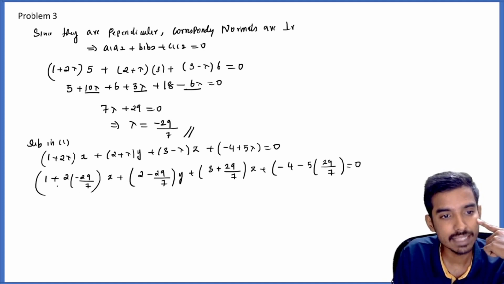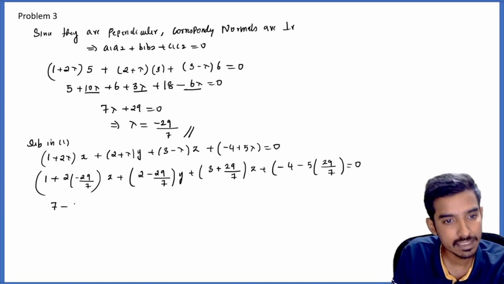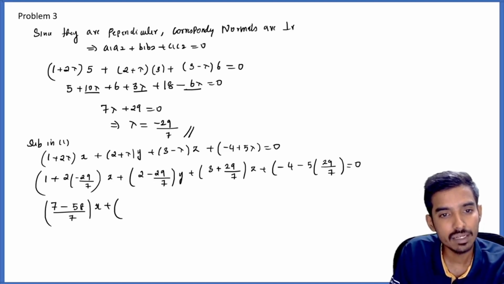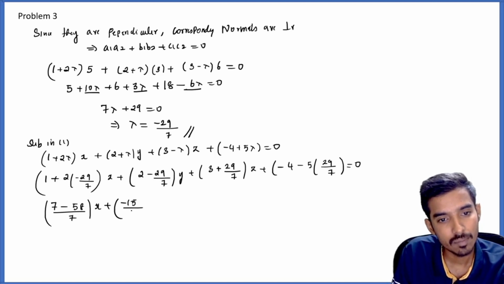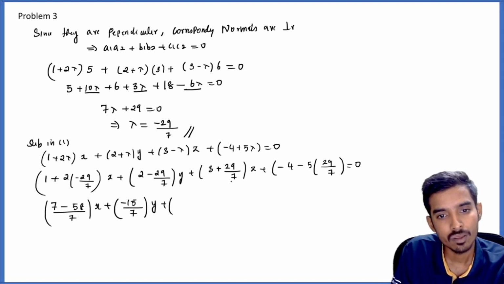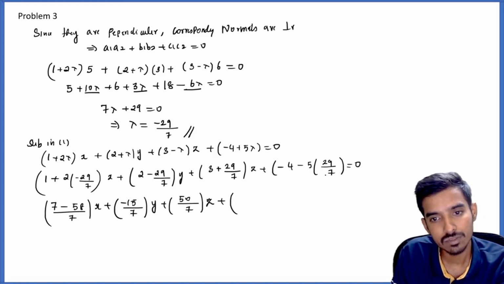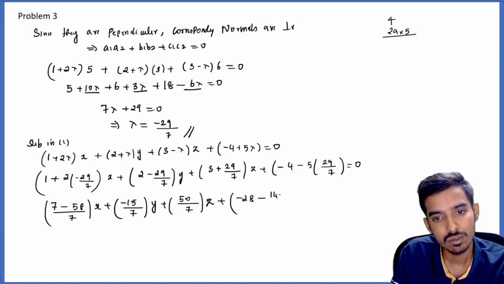Now you can take 7 as the LCM. So we'll have (7 minus 2 into 29 is 58), so minus 58 divided by 7 into x, plus 7 twos are 14, 14 minus 29 is minus 15 by 7 into y. 21 plus 29 is 50, so 50 by 7 into z. And here you will have minus 4 into 7 is minus 28, minus 29 into 5 is 145, so minus 173 divided by 7 equal to 0.